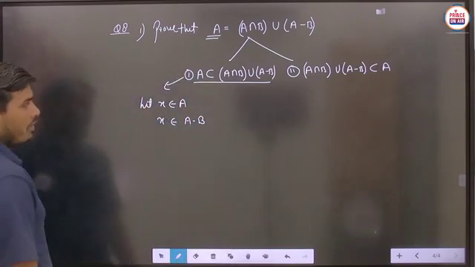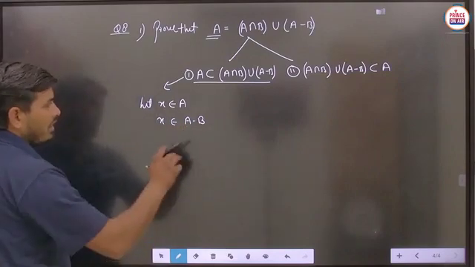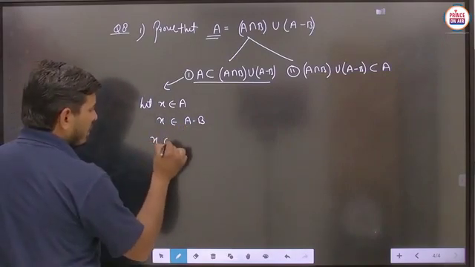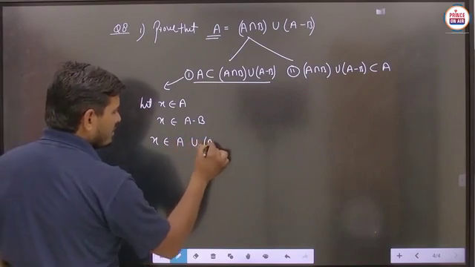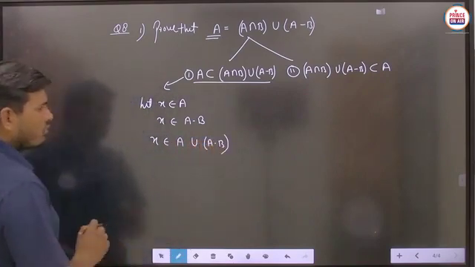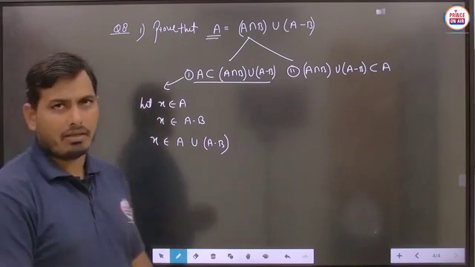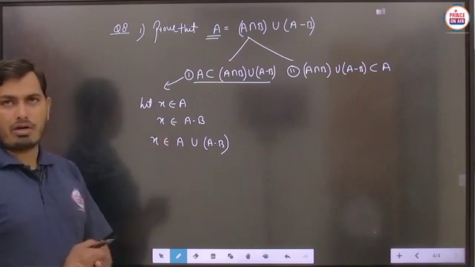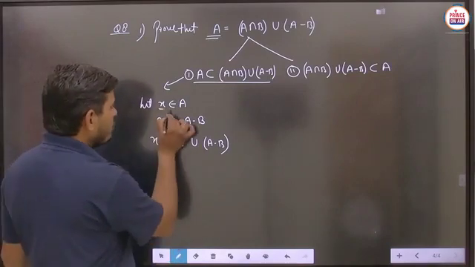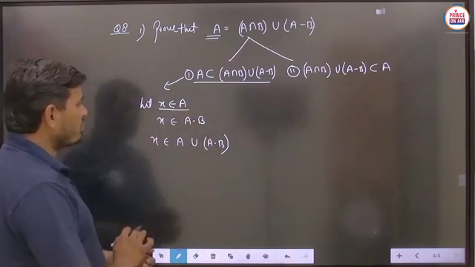Now students, you can say about this part. Now you can say that x also belongs to A union A minus B, because in the case of union all the elements are to be included here. So we are saying that x belongs to A, then definitely x belongs to A minus B.